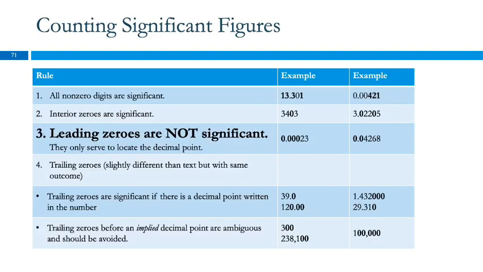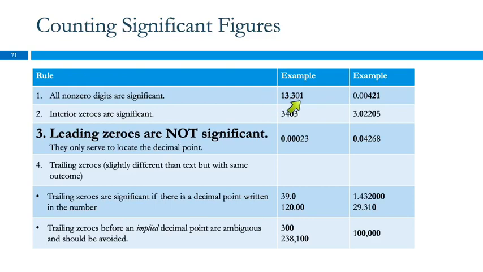So we need to be able to look at a number and identify what are the significant figures. Which of these digits are significant? And it's the zeros that cause problems. Any digit that's not a zero is going to be a significant digit. And so here we have examples, the 1, the 3, and the 1.